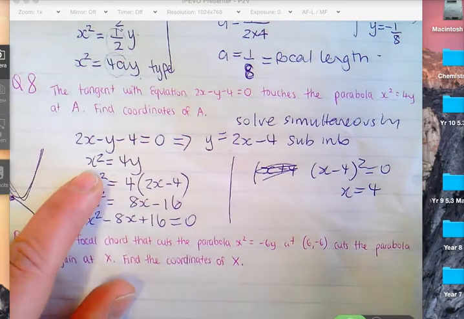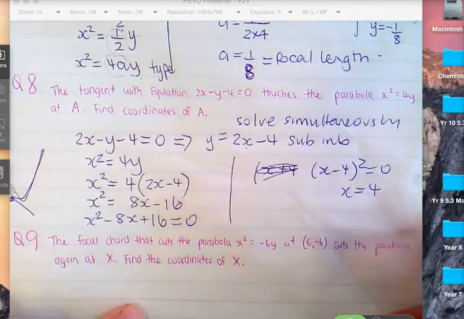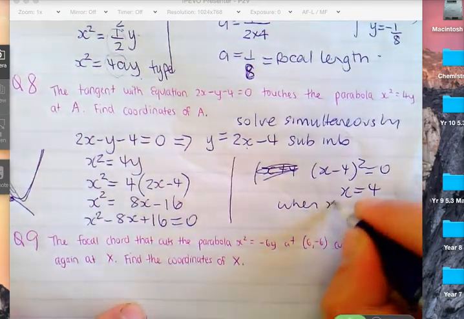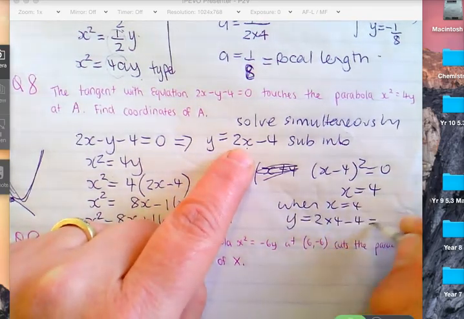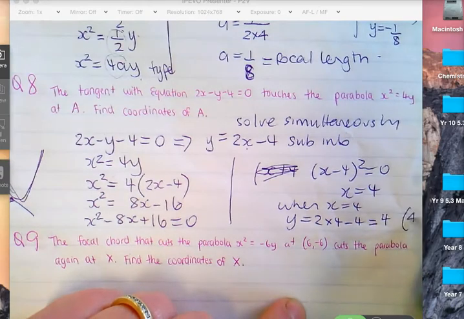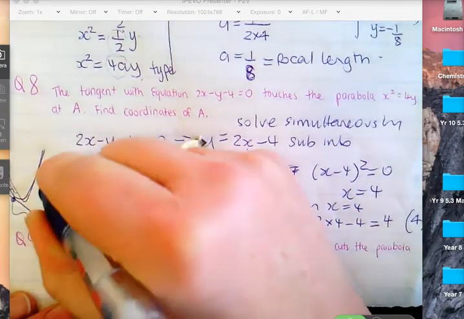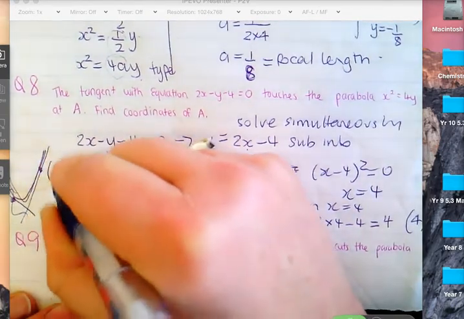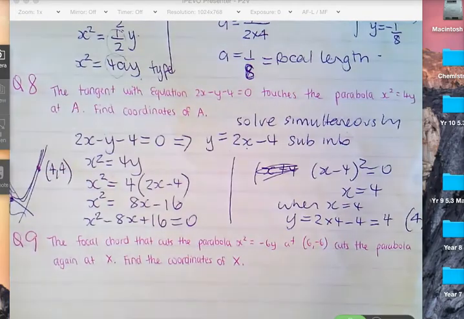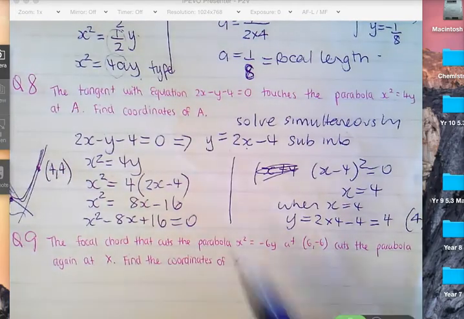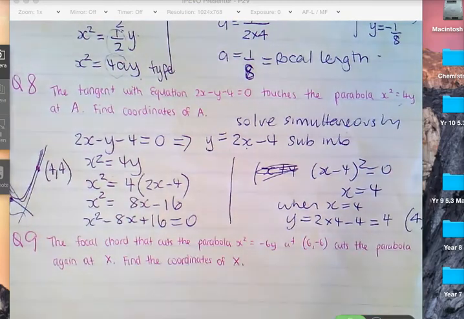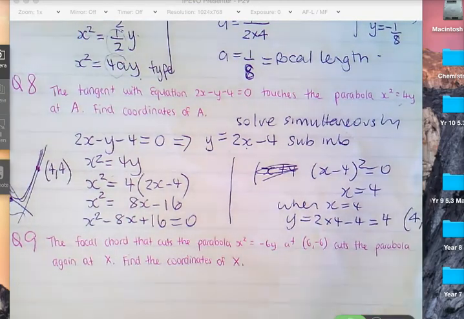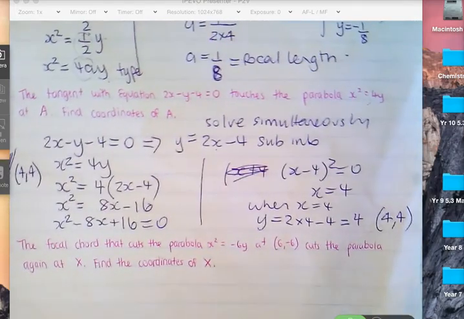So when x is 4, girls, you can substitute it into that. When x is 4, isn't y equal to 2 times 4 minus 4, which is 4? So they actually cross on this side. That's where the point of intersection is, or where it touches. You've got a concave up parabola, and the tangent will look like that. It touches at the point (4, 4).